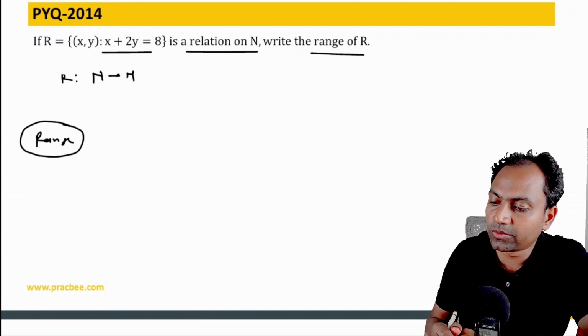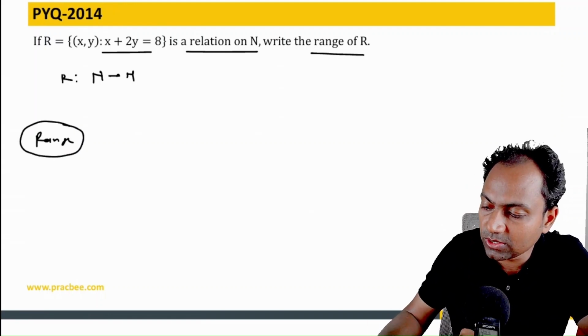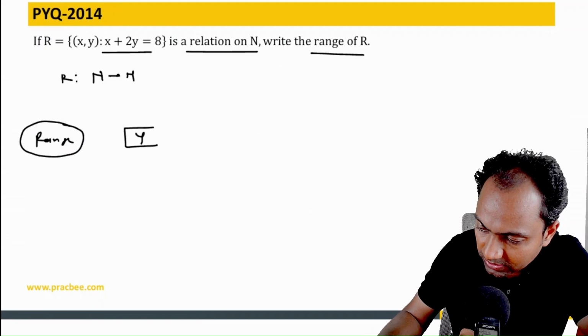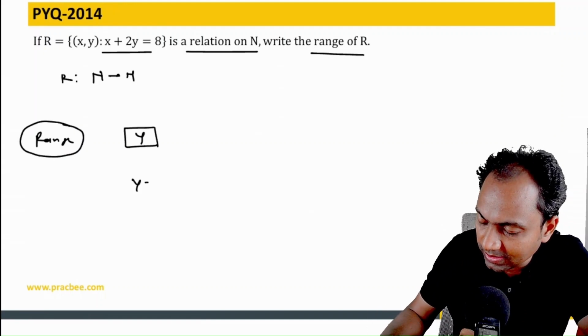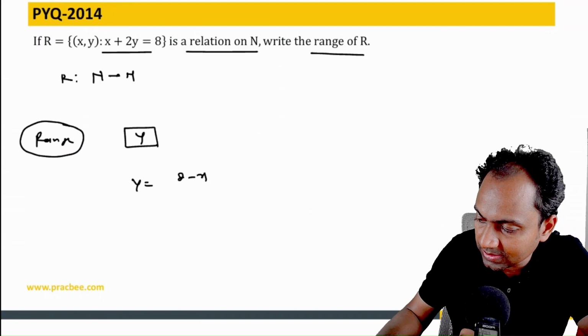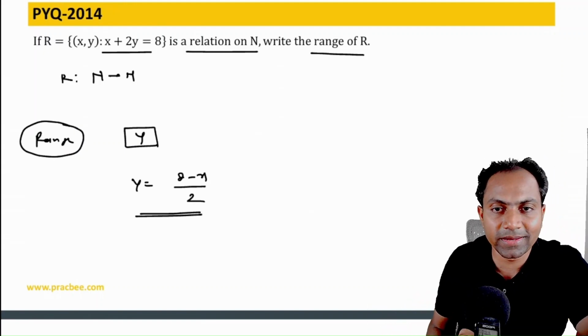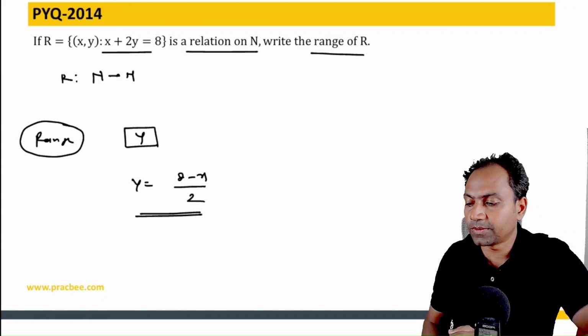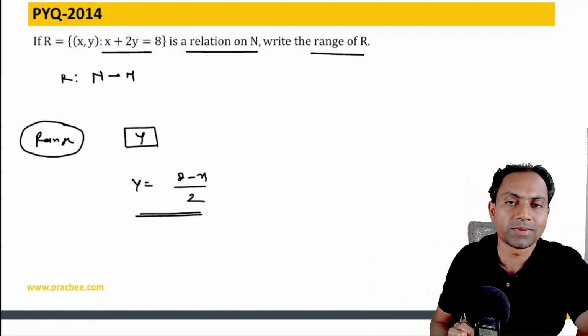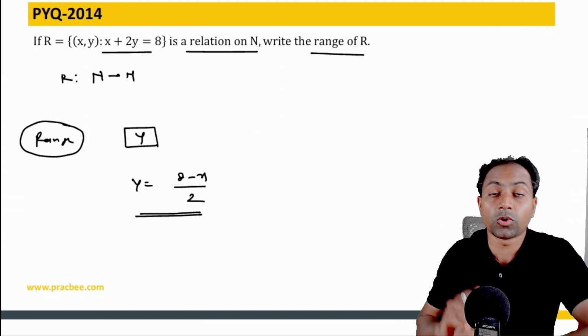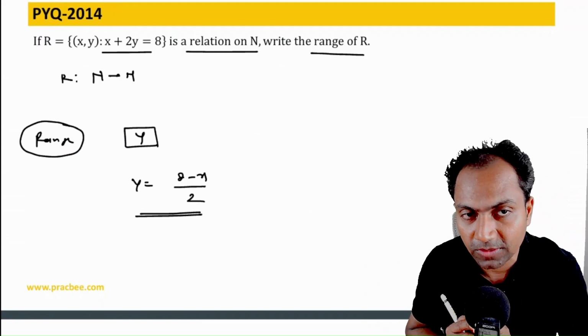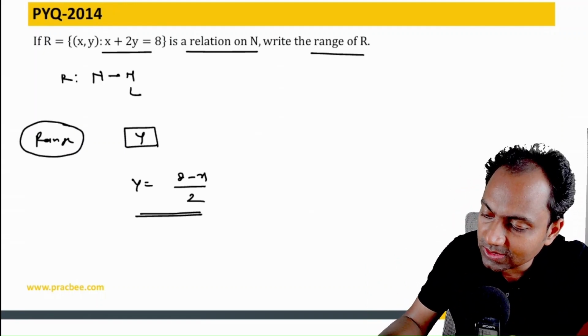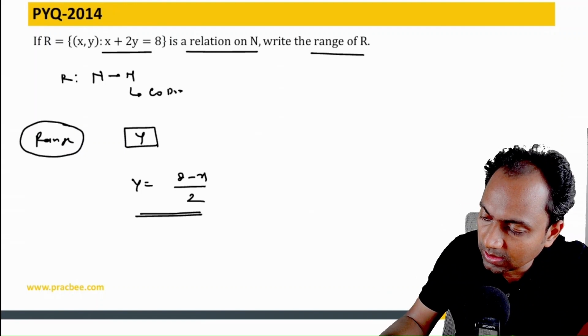So now what you can do is, if you want to find range, what we essentially want to find is the value of y, that is nothing but the output. So for that we'll write this as nothing but (8 minus x) by 2. Now in order to get range, we are going to put the values of natural numbers in place of x and see what kind of answers we are getting. We also need to get the output in terms of natural numbers, because the codomain in this case is also the natural numbers.